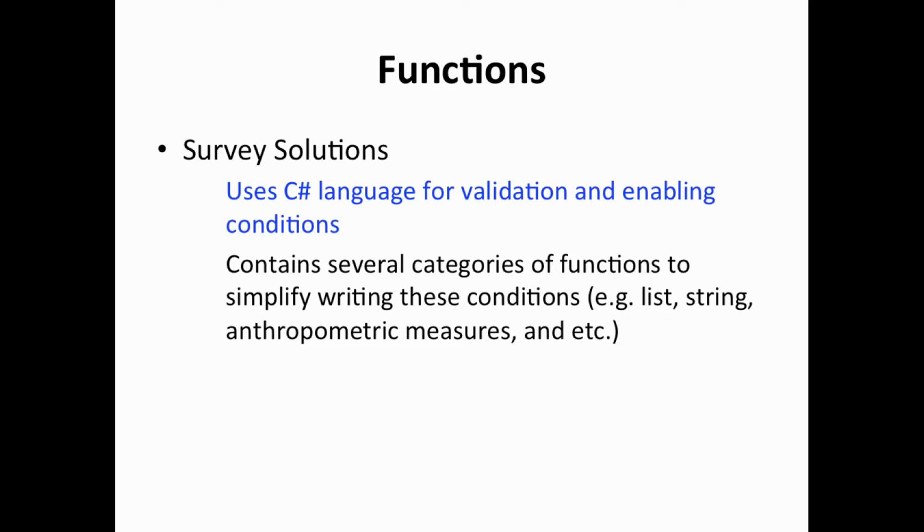However, C# syntax might be complicated for some validation and enabling conditions. Survey Solutions contains several categories of functions to simplify writing these conditions. Among these are functions for handling lists of values, string functions, functions for validation of anthropometric measures, and miscellaneous functions. This tutorial illustrates the use of these functions with several examples.